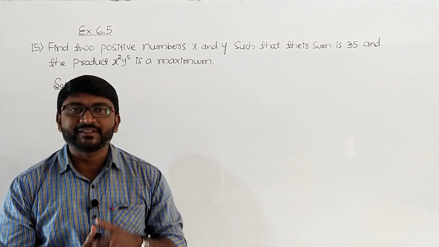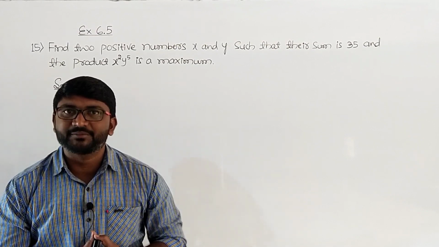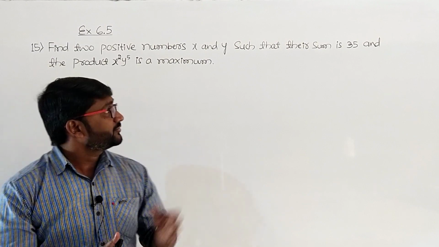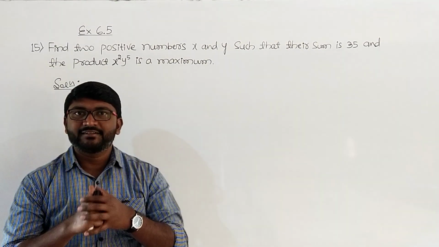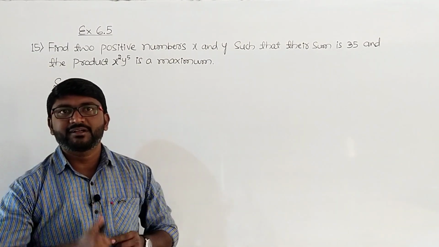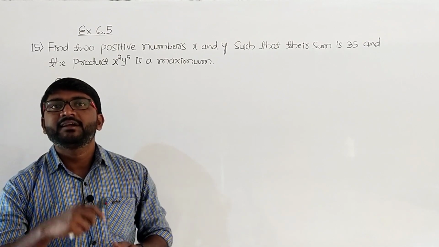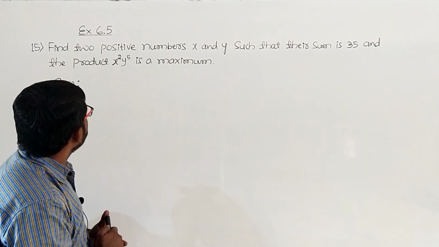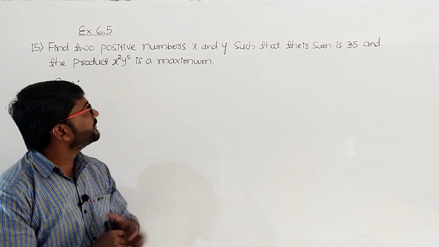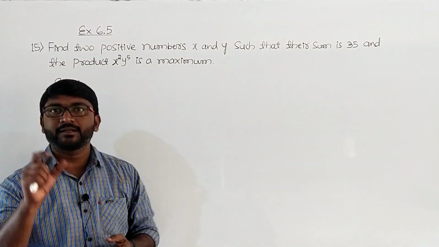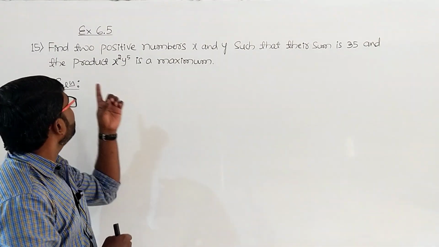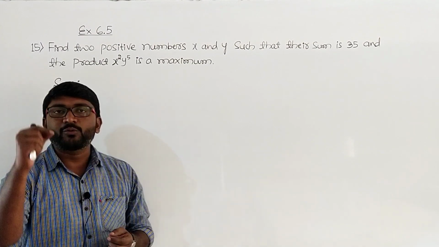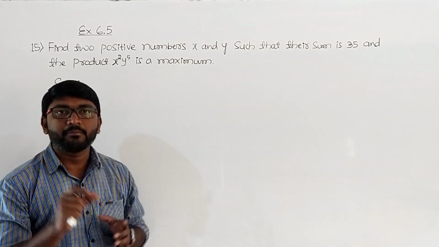In today's class let us continue with the 15th problem of exercise 6.5. This 15th and 16th are again very important for 3 marks, which have been given repeatedly in the annual exam. So here the question is, find two positive numbers x and y such that their sum is 35 and the product x square into y raised to 5 is a maximum.